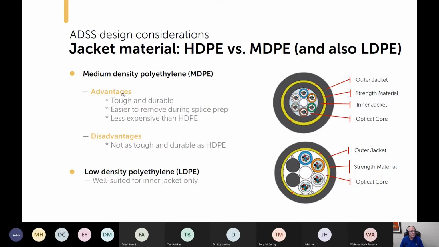Medium density is the first up alternative, and its advantages are it's still tough and durable, arguably less so than HDPE, but still tough and durable. It helps facilitate cutting through it during splice prep, and saves a little bit of money. But the disadvantage is it's not quite as tough and durable as HDPE would be. And the third choice is low density polyethylene, but I would never, ever use that on the outside of the cable. It's a great choice for your inner jacket, but as I say, never, ever for an outer jacket.